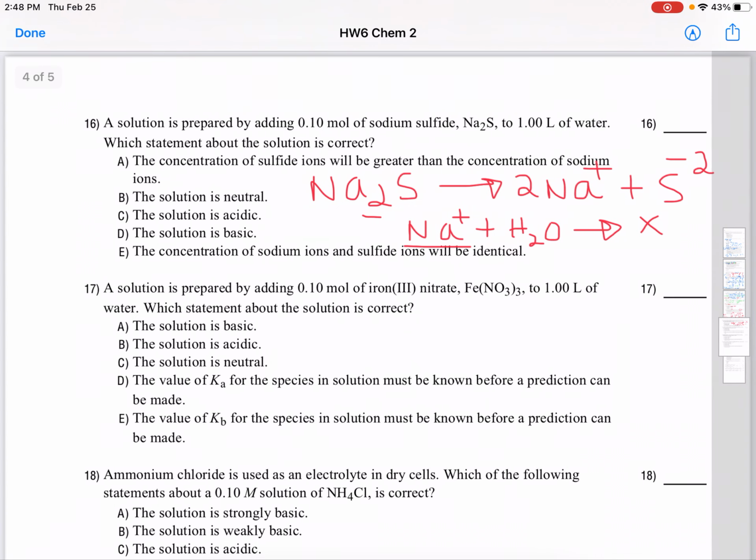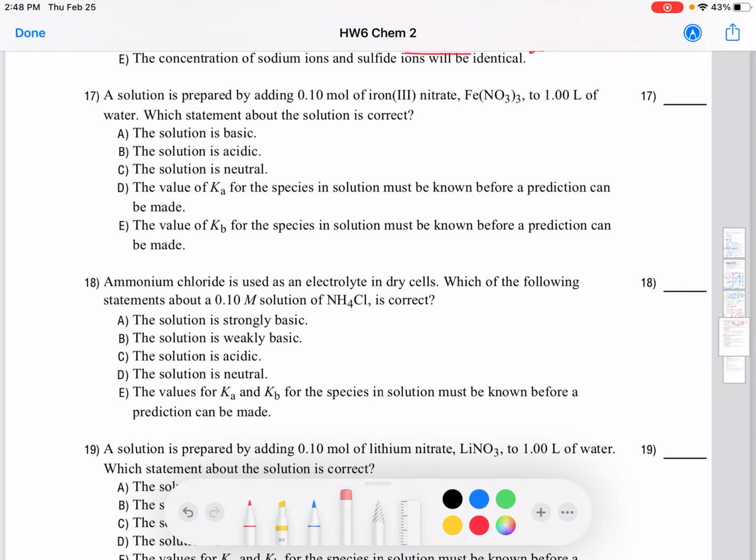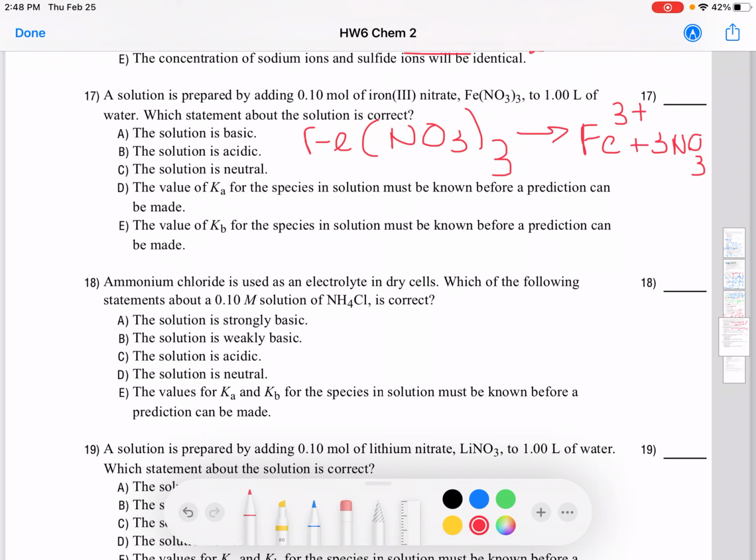Let's see number 17. Now this one, you are preparing iron nitrate solution. You put it into water. Now what happened with iron nitrate? Again, what you're going to do is break this into ions. So you're going to make iron 3+ and 3 nitrate ions. Okay. So remember the charge of the iron is +3, nitrate is -1.